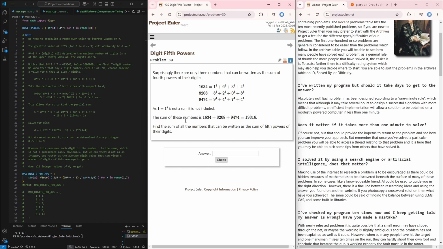So anyway, the real thing about this problem is figuring out how to know your range of iteration, right? Find the sum of all numbers that can be written as the sum of fifth powers of their digits. Well, how high could that possibly be? So we have to figure out what the highest number is going to be before you can stop expecting solutions to come out of just iterating endlessly into infinity, right? There's got to be a termination point.